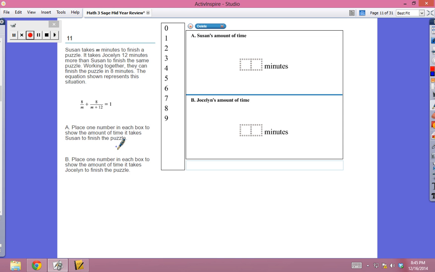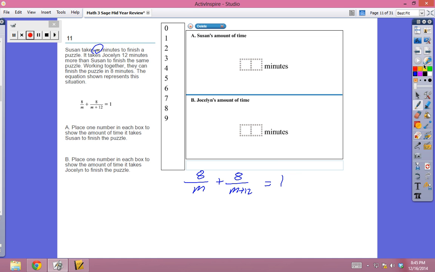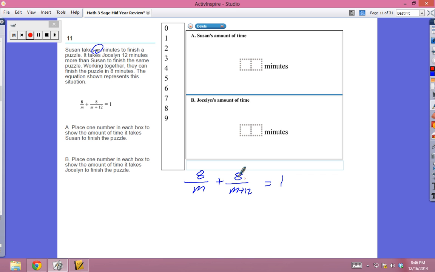So place one number in each box to show the amount of time it takes Susan to finish the puzzle. So Susan is M, so we want to solve for M. We want to get M all by itself. So if you've got a fraction and your variable is in the bottom, and I want to solve for M, I want to ditch everything else. I need to multiply all three terms by the same quantity, and I'm going to multiply them by the common denominator.